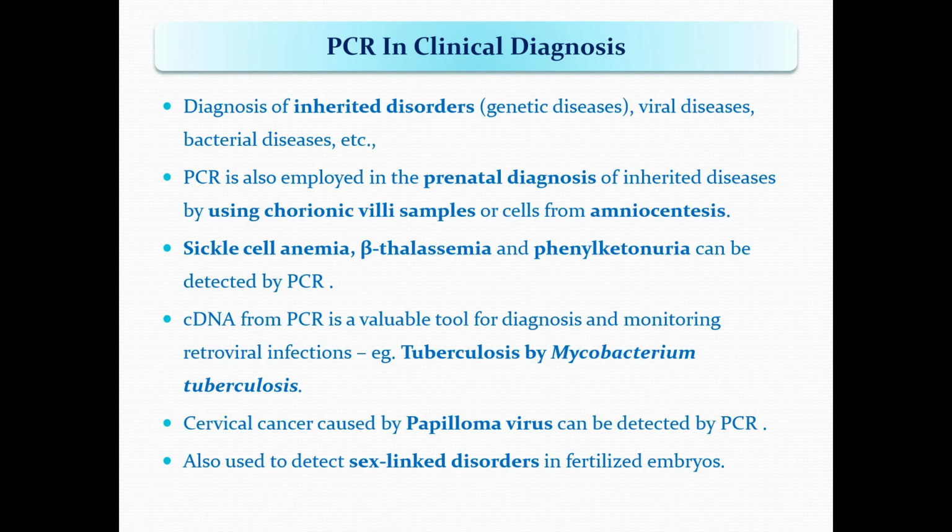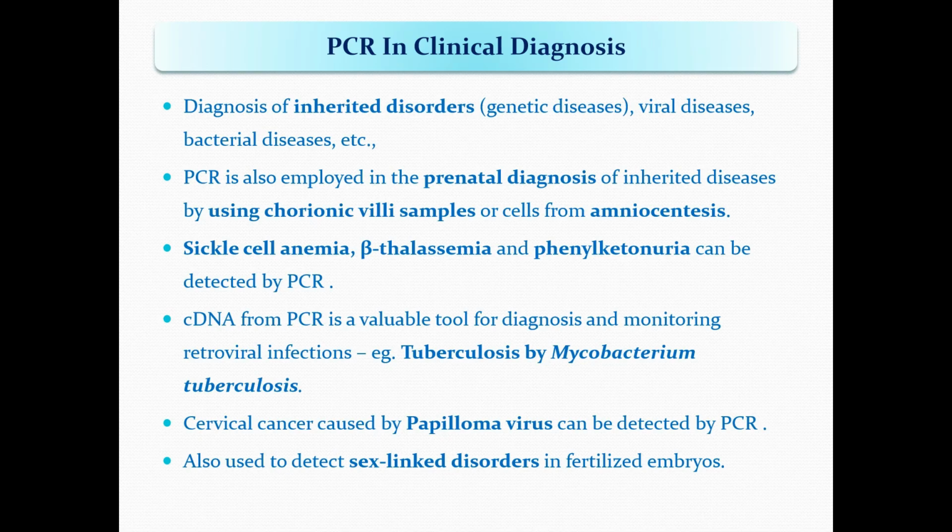Amniocentesis we have already learned: the cells shed by the fetus in the amniotic fluid are taken out and tested through the PCR method for the prenatal diagnosis of inherited diseases. Other than that, sickle cell anemia, beta thalassemia and phenylketonuria can be detected by the PCR method. The complementary DNA from PCR is a very valuable tool for the diagnosis and monitoring of retroviral infections because direct DNA samples are not available for these retroviruses.